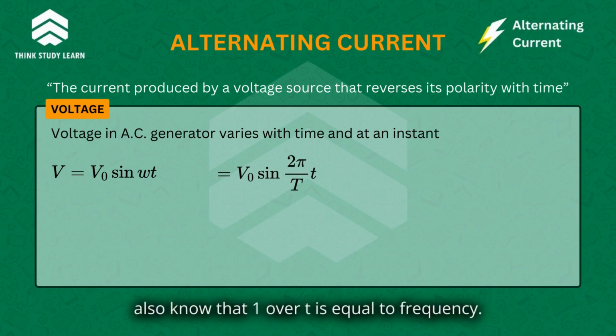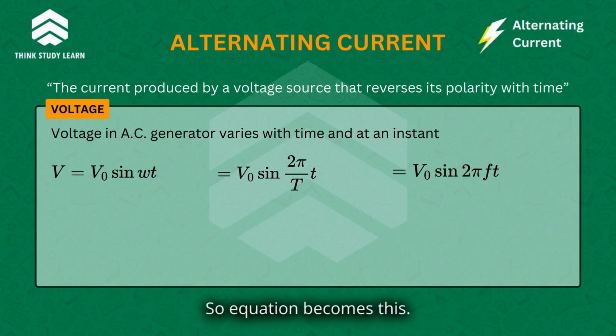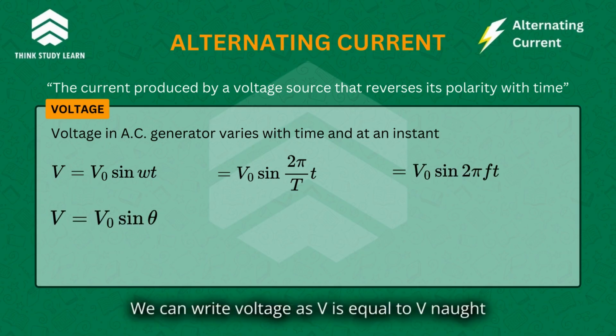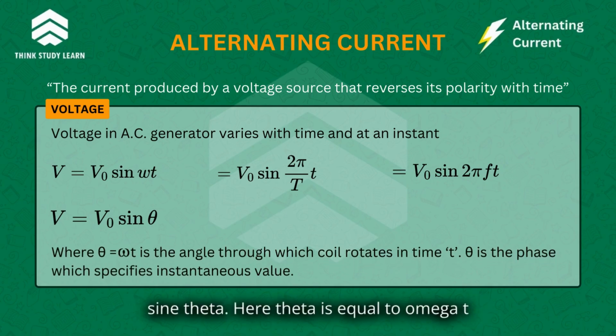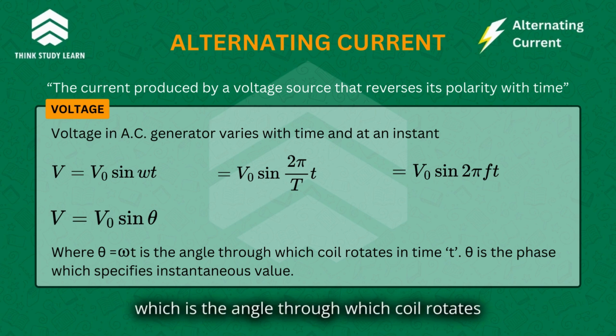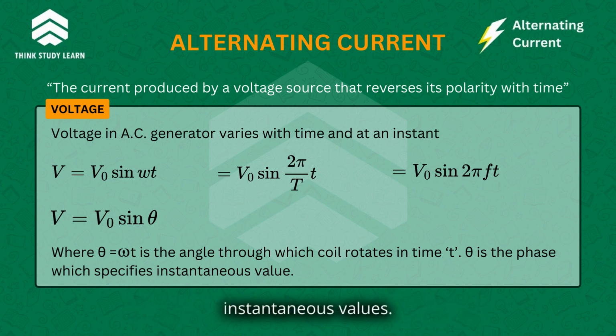And we also know that 1 over T is equal to frequency. So the equation becomes this. We can write voltage as V is equal to V naught sine theta. Here theta is equal to omega t, which is the angle through which the coil rotates in time t. Theta is the phase which specifies instantaneous values.